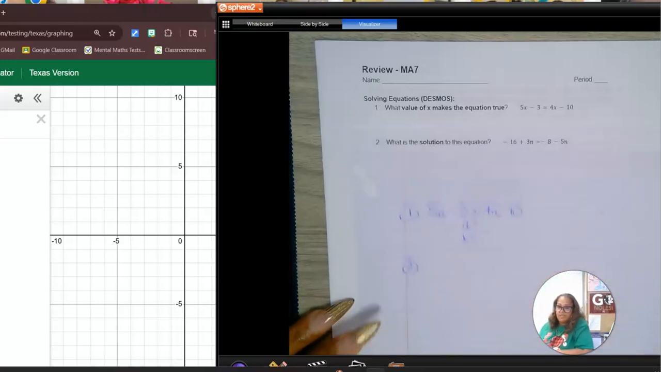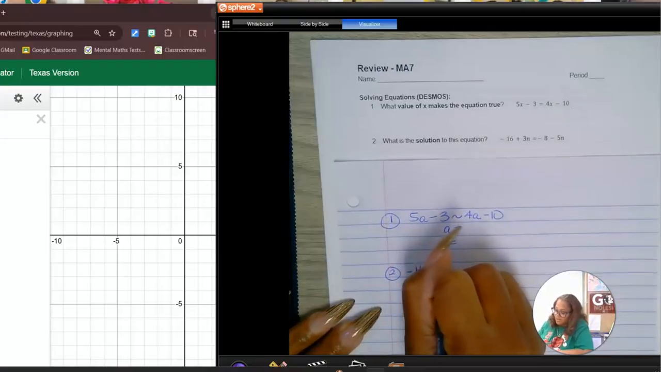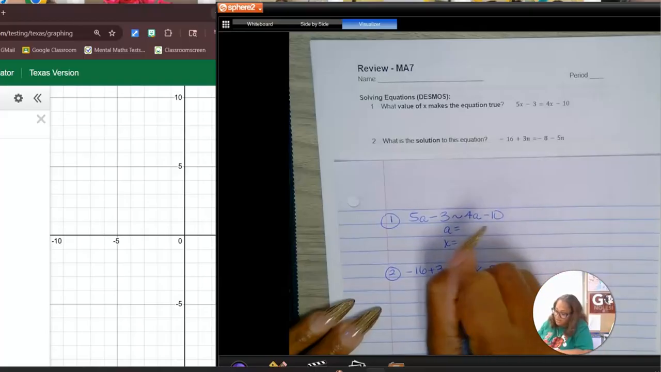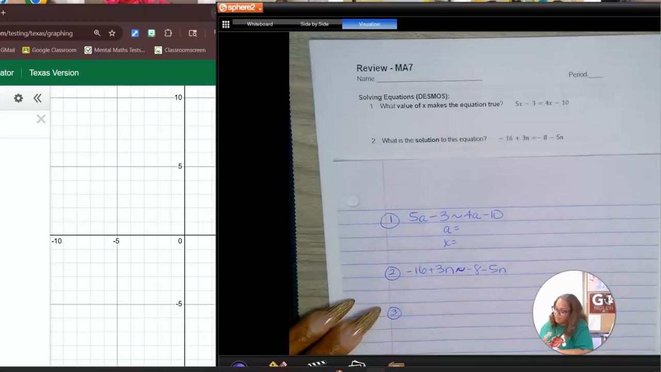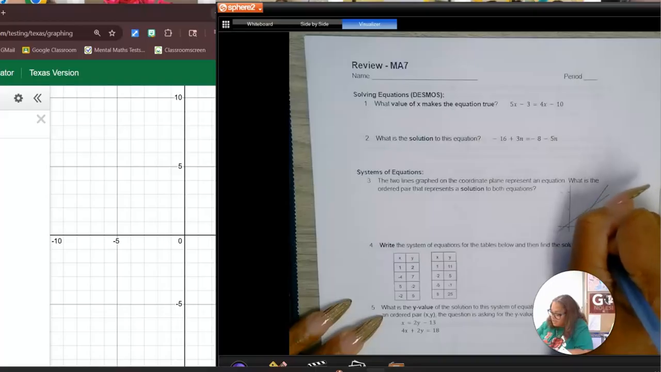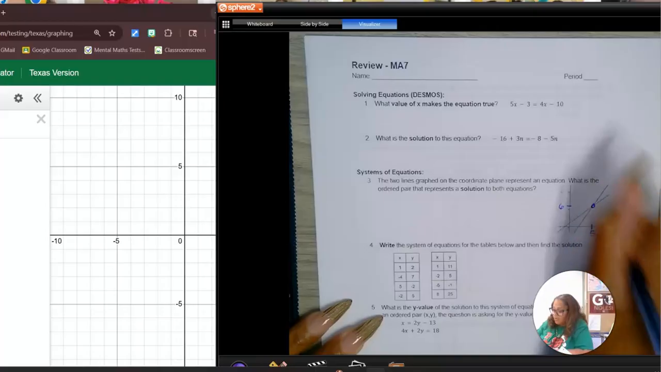Number 2, same deal. Negative 16 plus 3n equals negative 8 minus 5n, but you'll use a tilde here. Number 3, that one's given to you because these numbers are hard to see. So this is a 5 and this is a 6. So you need the point here where they cross.